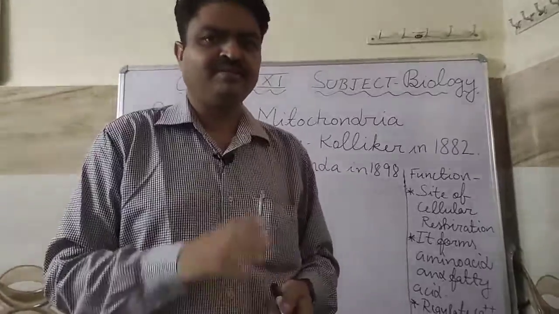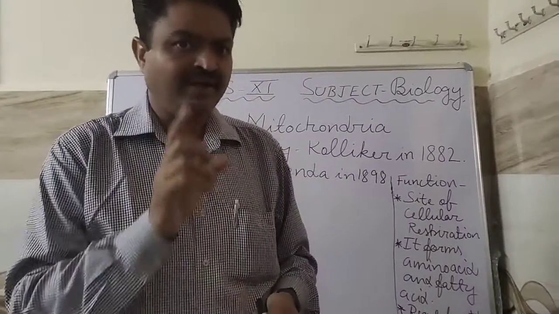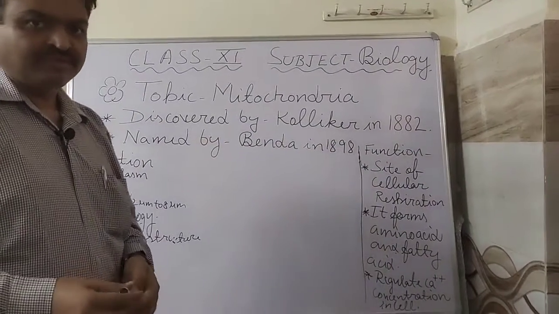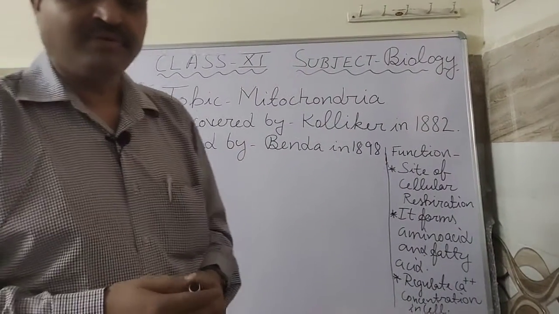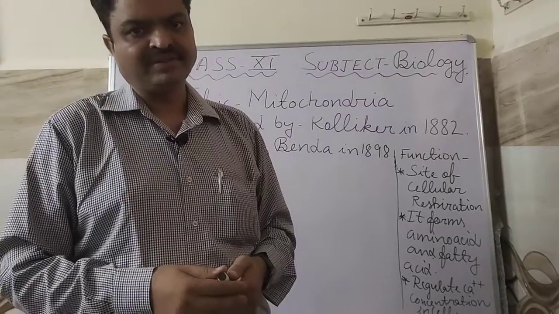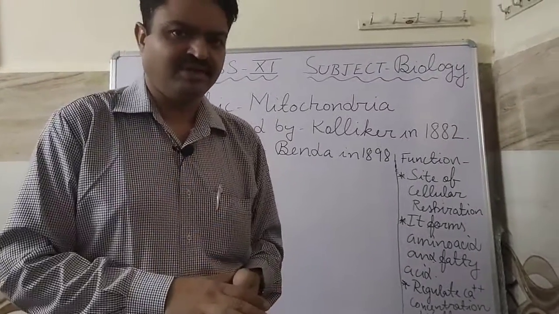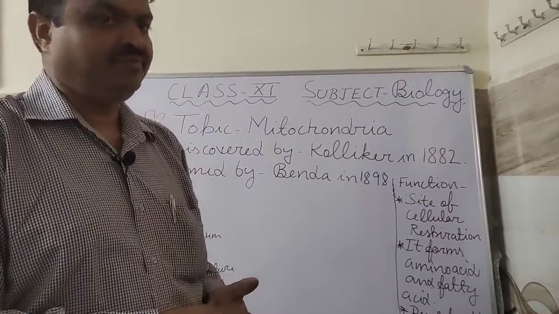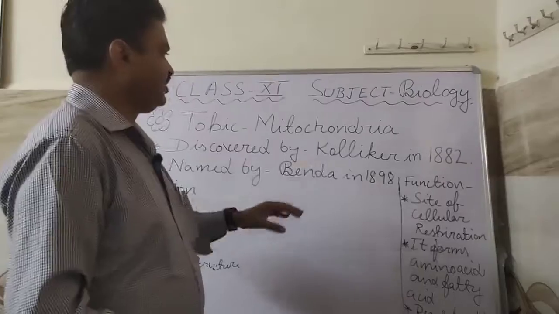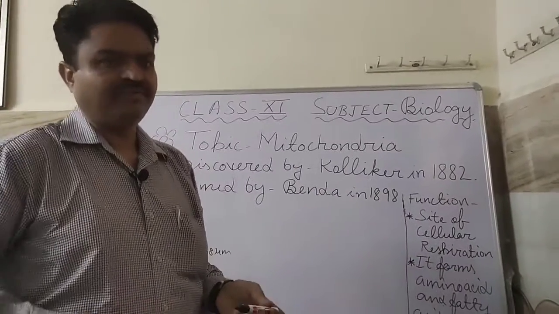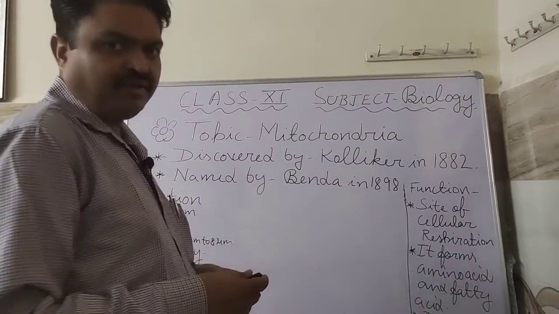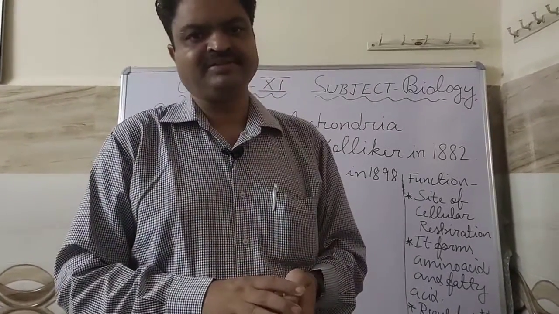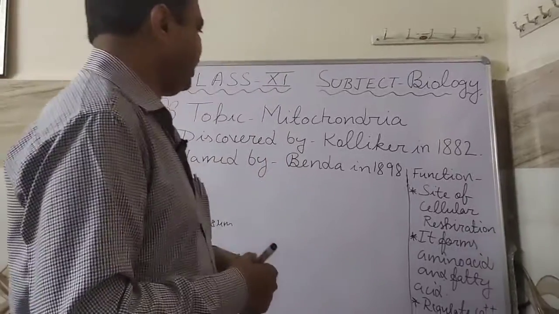Today we will discuss the important organelles of the cell, and first we will discuss the mitochondria. Yes student, it is an important structure of the cell, and it is also known as the powerhouse of the cell, battery of the cell, or the energy mill of the cell. It was discovered by a great scientist, Kolliker, in 1882, and the name mitochondria was given by another scientist, Benda.